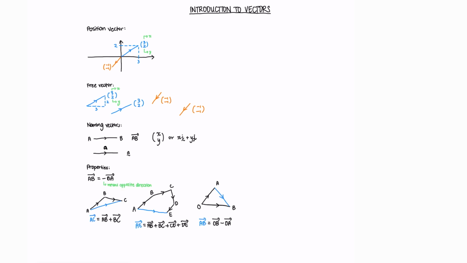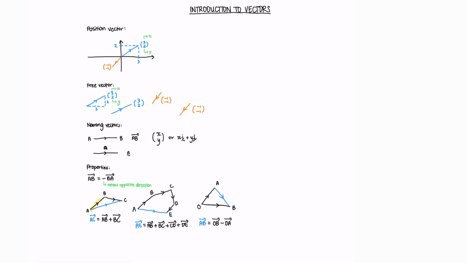Now let's look at some properties. AB equals -BA. The negative just means going in the opposite direction. So if BA is going from here to here, -BA will just be going from here to here, which is the same as AB.